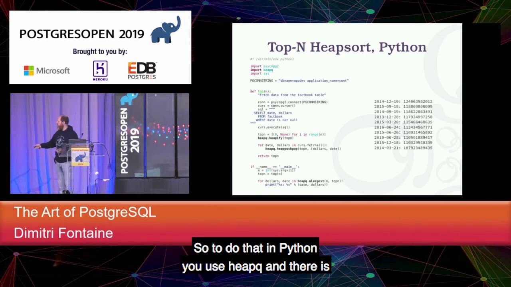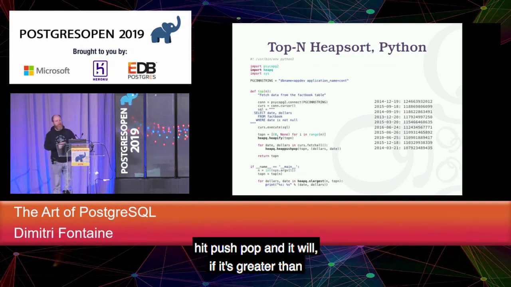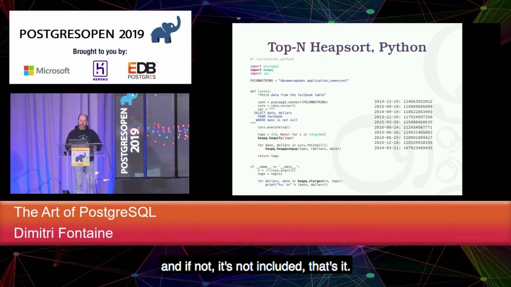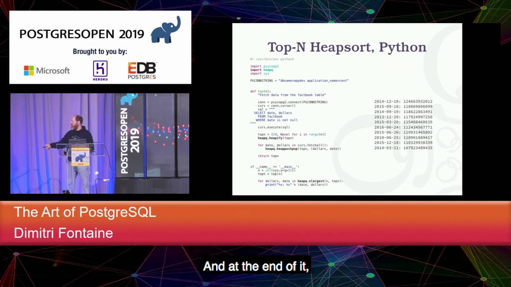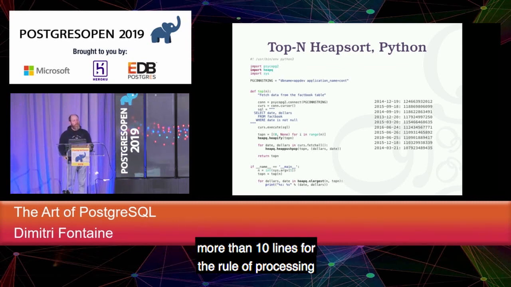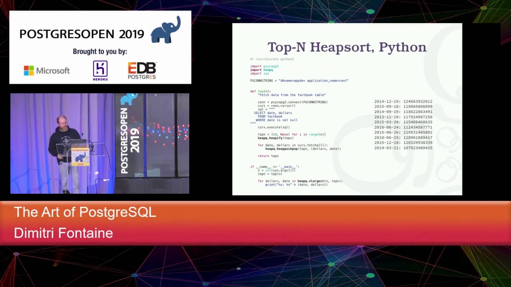So to do that in Python, you use heapq, and there is an API: you heapify the list of 10, and then you heappushpop, and if it's greater than what you have already, it replaces an entry, and if not, it's not included. That's it. And at the end, this data structure is going to be worth 10 lines for the whole processing of your script. So that's easy to control, and it's nice, okay?